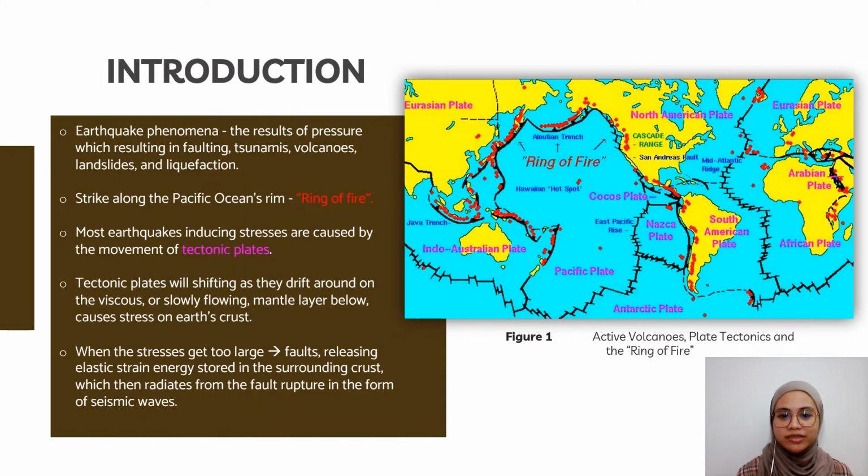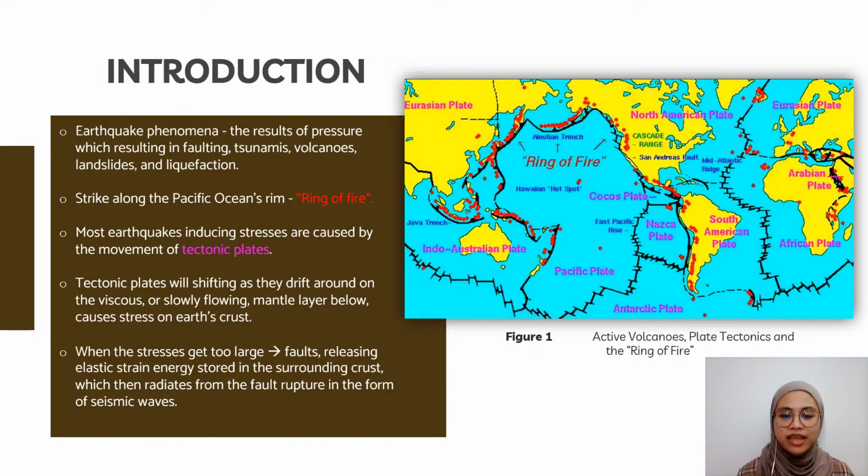Thousands of earthquakes strike the earth every year, resulting in faulting, tsunamis, volcanoes, landslides, and liquefaction. The majority of earthquakes strike along the Pacific Ocean Rim because the majority of volcanic activity and earthquakes occur there. It is also known as the Ring of Fire. However, most earthquake-inducing stresses are caused by the movement of tectonic plates.